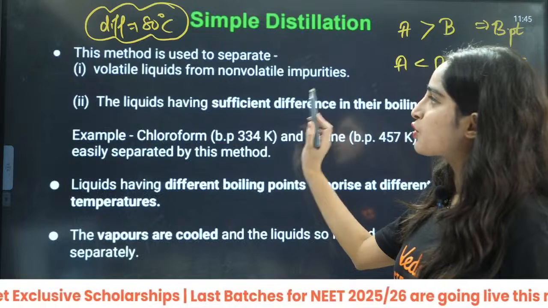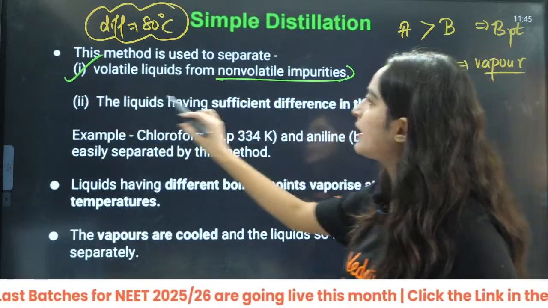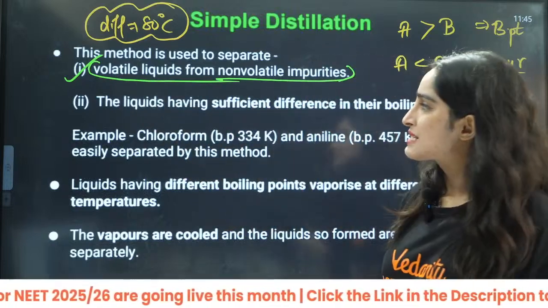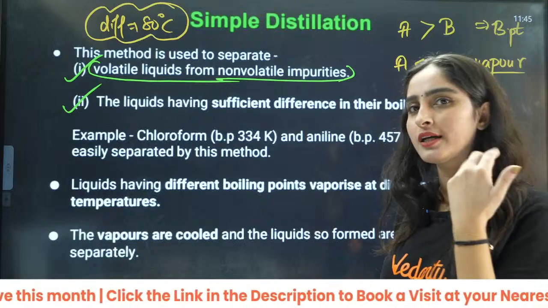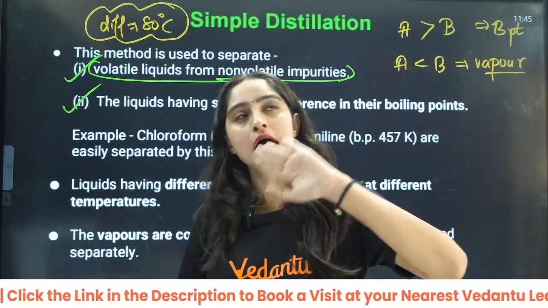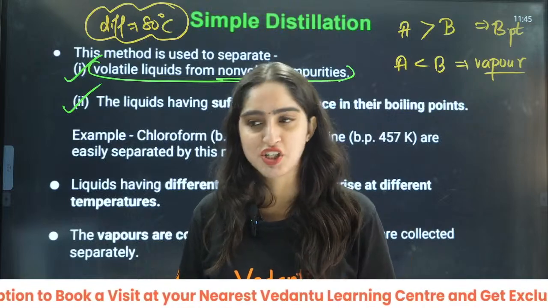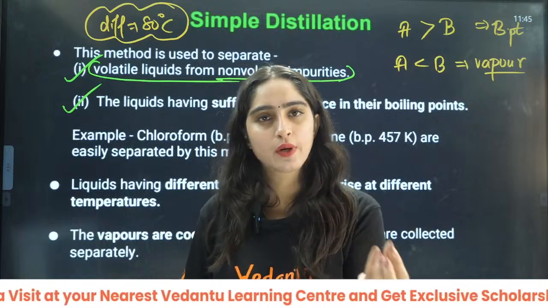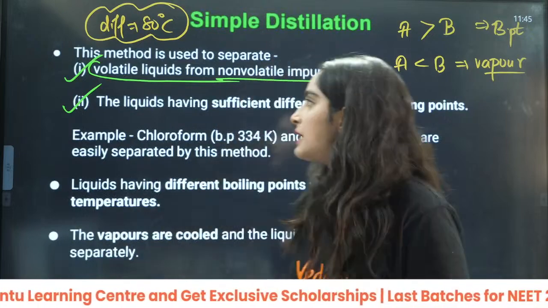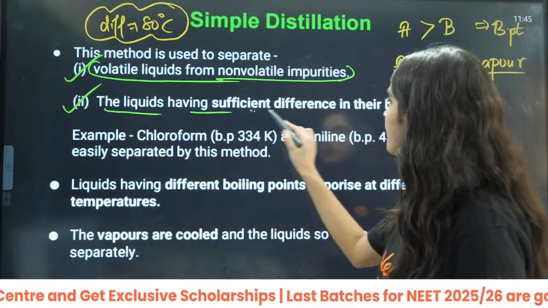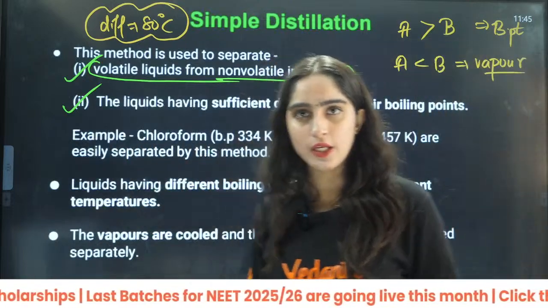So this method is used to separate volatile liquids from non-volatile impurities. Here they have written non-volatile, but even if the difference is greater than 80 degrees, we can apply simple distillation. Either we can say volatile from non-volatile, or also if the difference is very large. Next is liquids having a sufficient difference in their boiling points. So there are two ways we can use this.